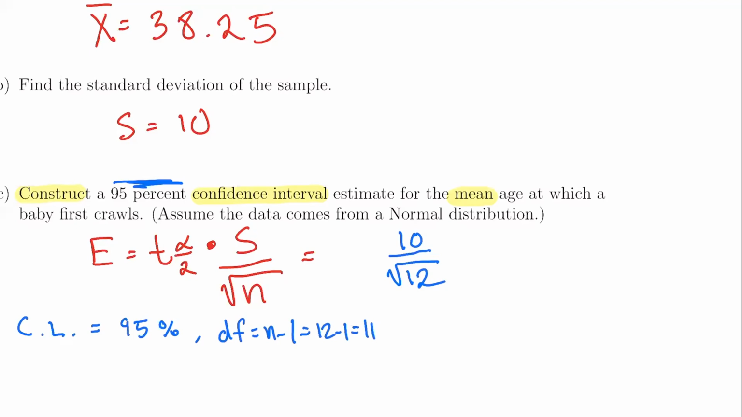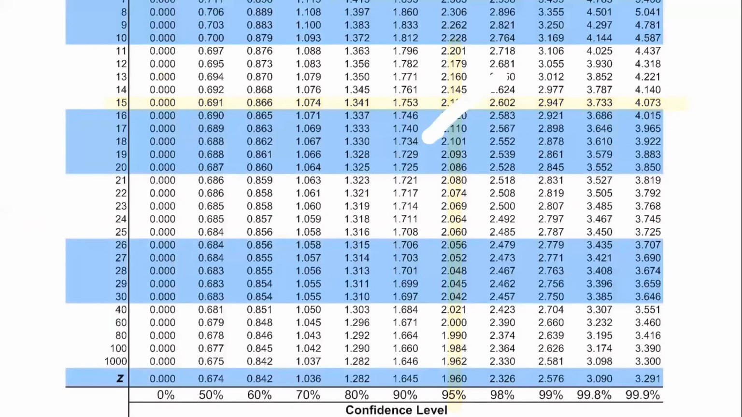All right, so let's go to the t-table. Degrees of freedom is 11, so you select this row over here. To figure out which number to use, we find the confidence level. If you look at the bottom where it says confidence level, we're going to use 95%. Where do they intersect? They intersect at 2.201. So that's our t-value.